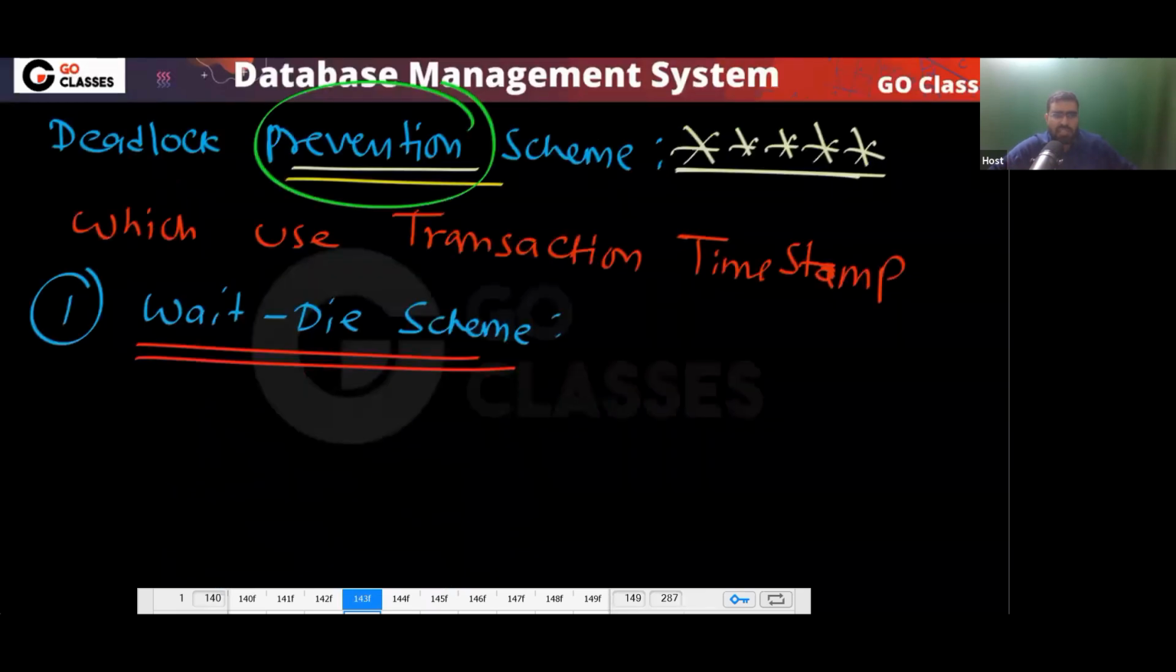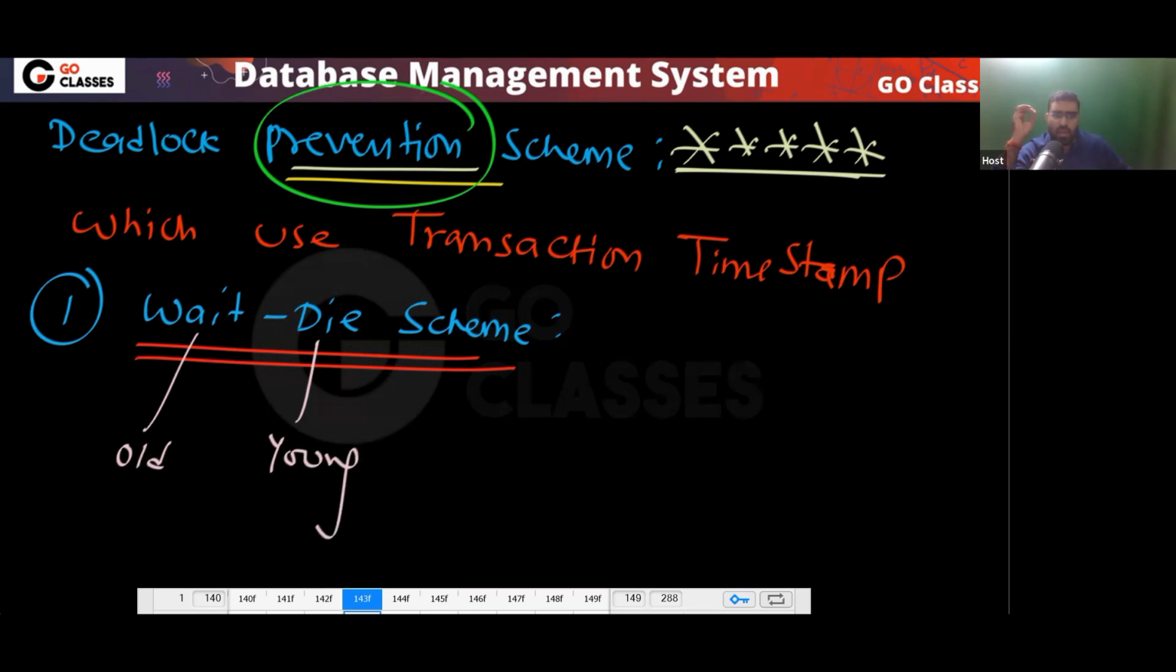Okay, now let's see this scheme. What is this scheme saying? Wait-die scheme. The name itself is telling you: wait and die. Now you tell me, in this scheme, who will wait and who will die? Old transaction can wait, and the young transaction will die.